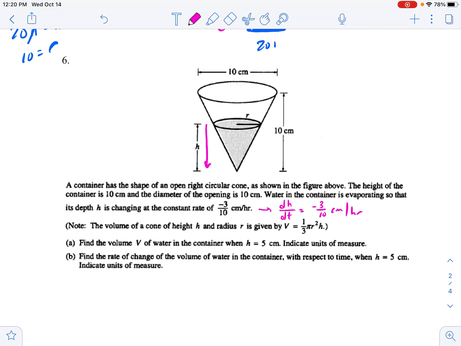Part A, find the volume V of water in the container when the height is 5 centimeters. So we actually want the volume of the water here. This isn't too bad. They gave us the formula for volume. So for part A, volume is going to be 1/3 pi r squared h, 1/3 pi, we need r, and the height was 5, okay?